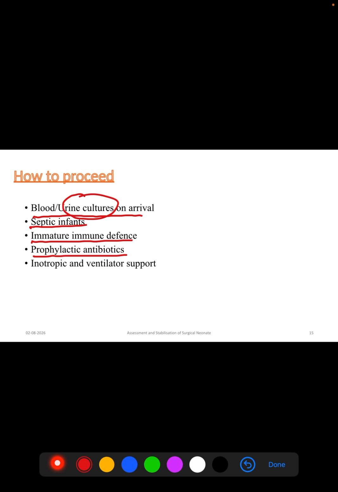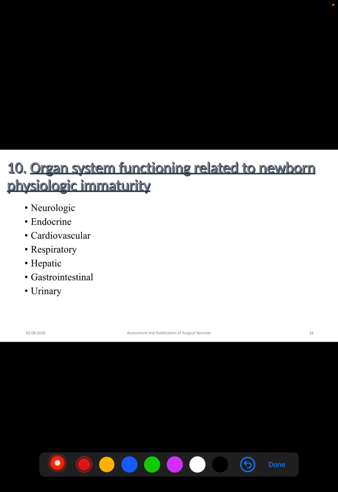एंड कहाँ पे हमको प्रोफाइलैक्टिक एंटीबायोटिक शुरू करनी है वो भी आपको देखना होगा. इन विच कंडीशन, लाइक इंटेस्टिनल ऑब्स्ट्रक्शन है, गैस्ट्रोस्काइसिस है, टेफ है ना, तो वहाँ पर आइनोट्रोपिक एंड वेंटिलेटर सपोर्ट वी हैव टू डू अकॉर्डिंगली. देन व्हाट आर द ऑर्गन सिस्टम फंक्शनिंग रिलेटेड टू न्यूबॉर्न फिजियोलॉजिकल इमेच्योरिटी.